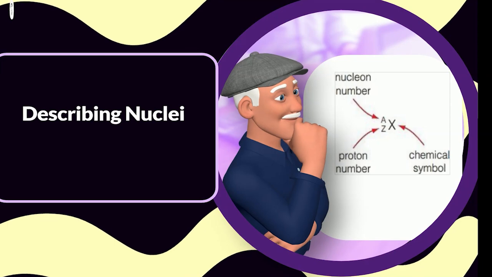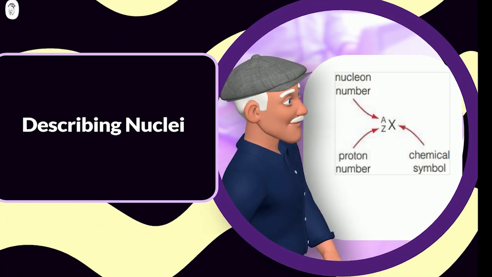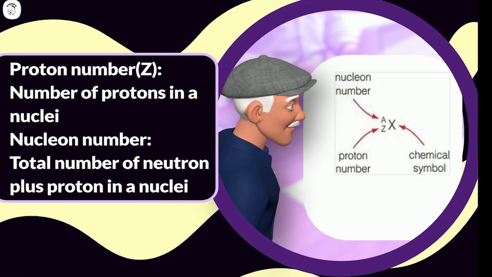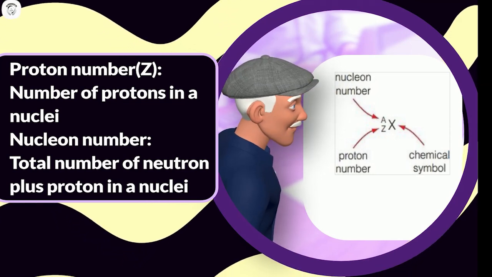So how do you describe the nuclei? You can see on the right hand side, we have a typical representation of an atom. The upper notation represents the nucleon number, and the lower notation, which is represented by Z here, represents the proton number. So what is a proton number? It's very simple. It is the number of protons in a nuclei. What is a nucleon number? The total number of neutrons plus protons in a nuclei. So remember, when we talk about the nucleon number, we mean neutron plus proton.